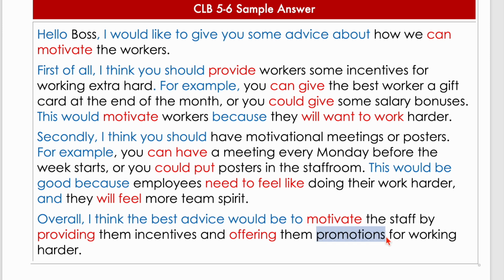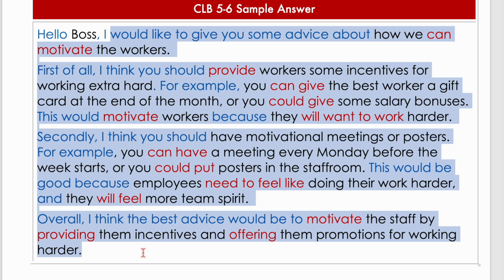Promotions means like saying if you work hard, you can be the manager. That's a promotion. If you work hard, you can get a raise. Okay? Salary raise. So then, this overall sentence, it makes this answer very, well, stronger and for sure more like 6, okay? If you have that one there.